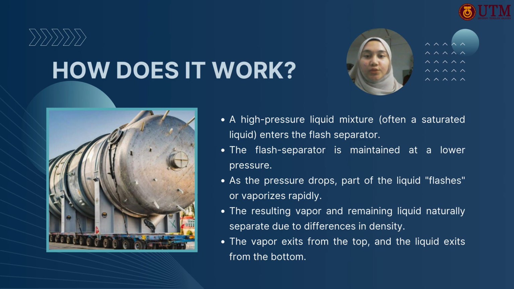So how does it work? A high-pressure liquid mixture, often a saturated liquid, will enter the flash separator. The separator is maintained at a lower pressure, and as the pressure drops, part of the liquid will flash or vaporize rapidly. The resulting vapor and remaining liquid will naturally separate due to the differences in density. The vapor exits from the top and the liquid exits from the bottom.